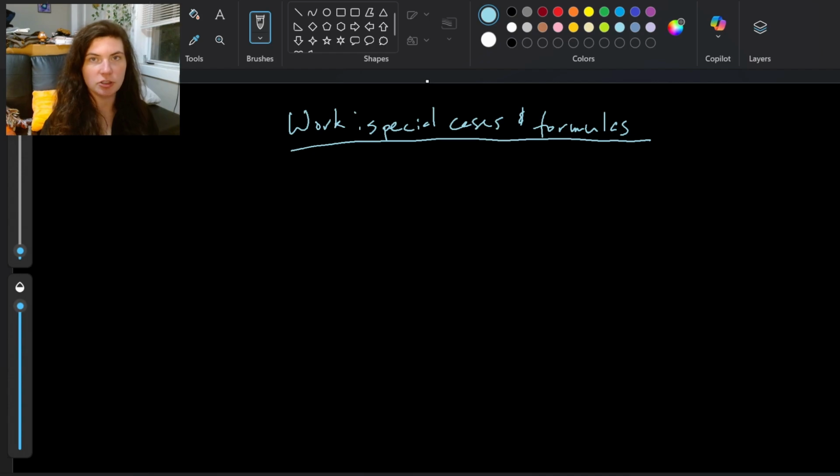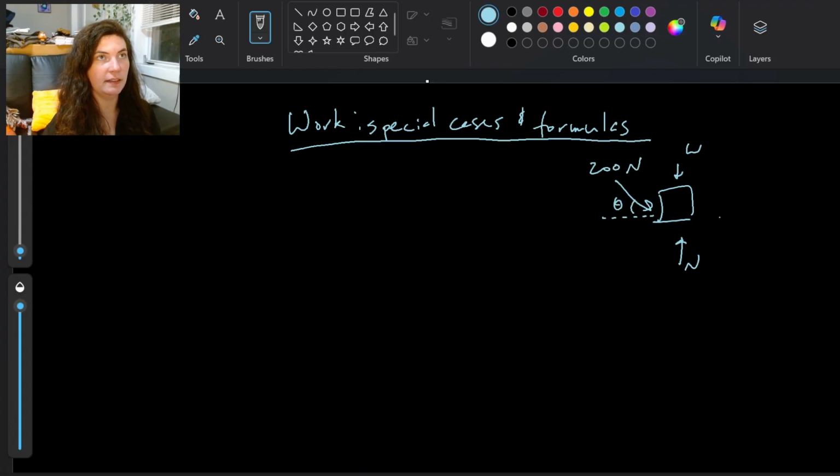Let's talk about a couple of these special cases that you're likely to run across. The first one I'm going to mention is one that we just saw with some of those little examples of how work works. So, for example, if we had in that first case some box that has that normal force and the weight and a constant force acting on it. So this is what we had in that last example, and it gets displaced from S1 to S2.